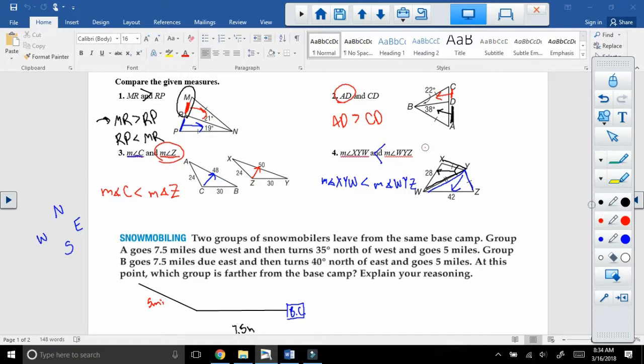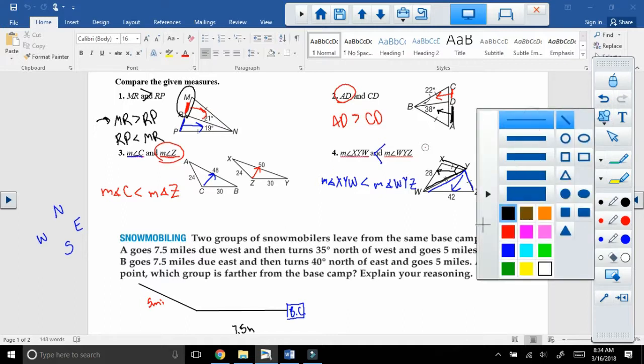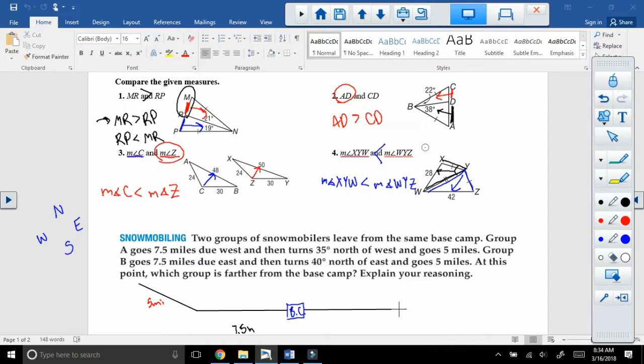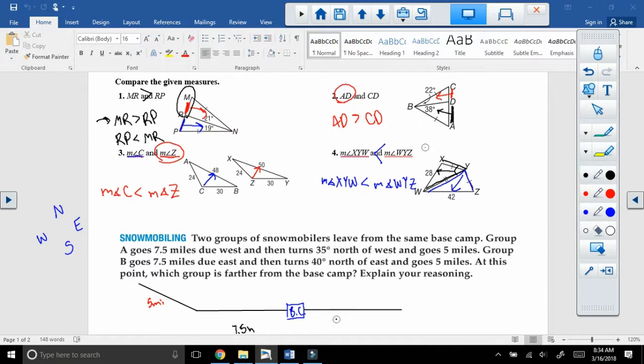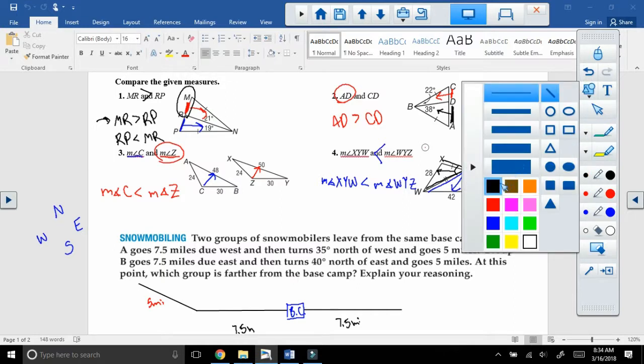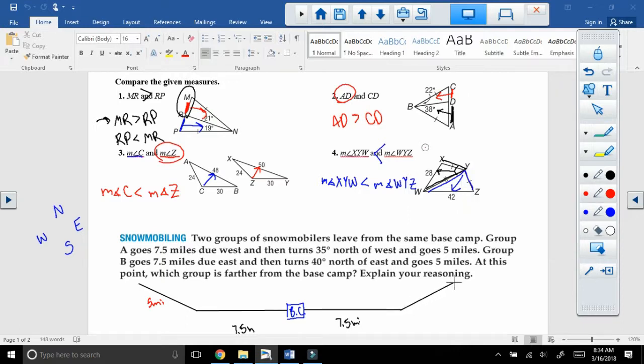Okay? That says the next group, group B, goes due east 7.5 miles, and then turns 40 degrees north of east and goes another 5. So here's the problem that kids kind of run into sometimes. This is 40 degrees. This one here was 35 degrees. Are those the angles within my triangle?